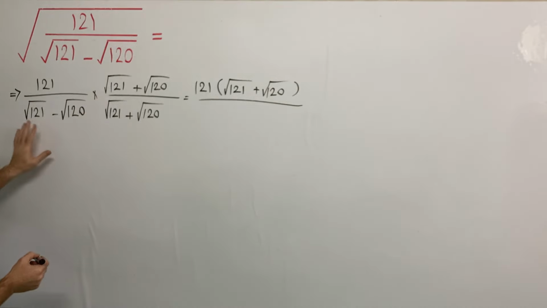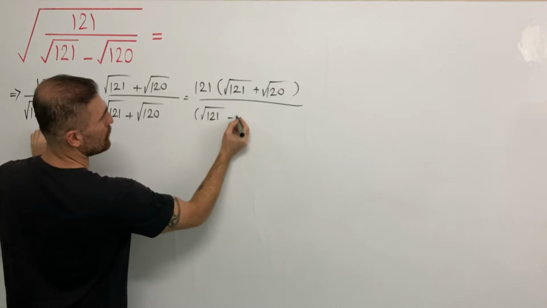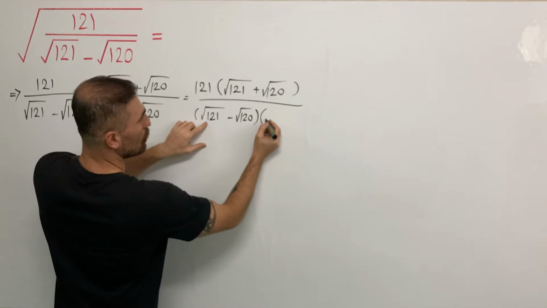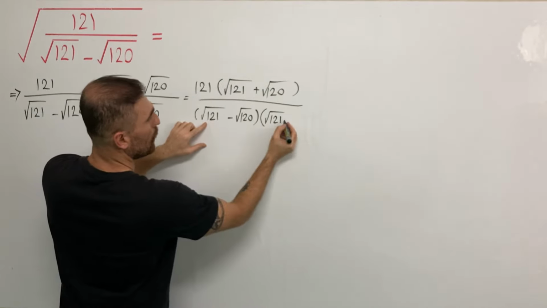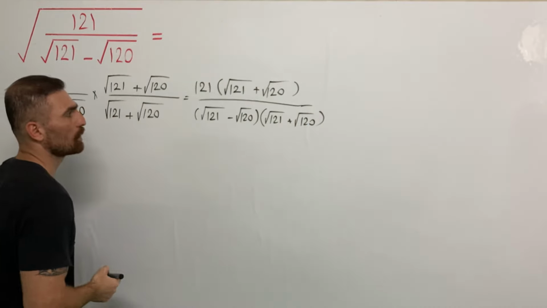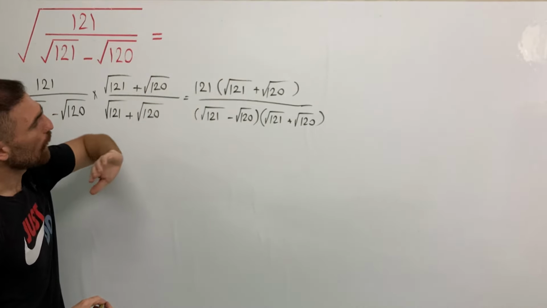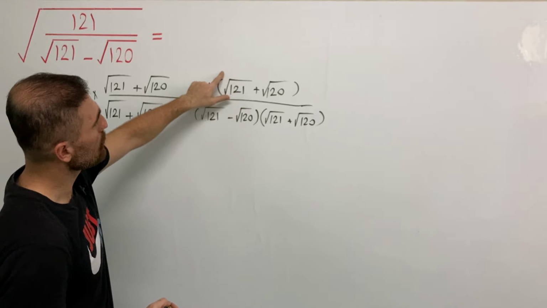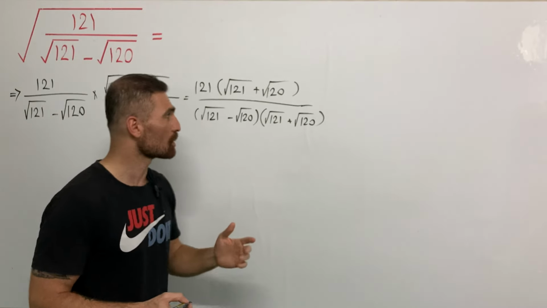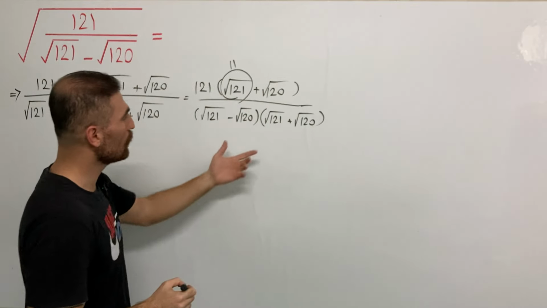Denominator, what do we have? Square root of 121 minus square root of 120 times square root of 121 plus square root of 120. So let's see how we can continue the calculation. Look, on top, how can we simplify? On top we have square root of 121. As you know, 121 is a perfect square, so square root of 121 is 11.